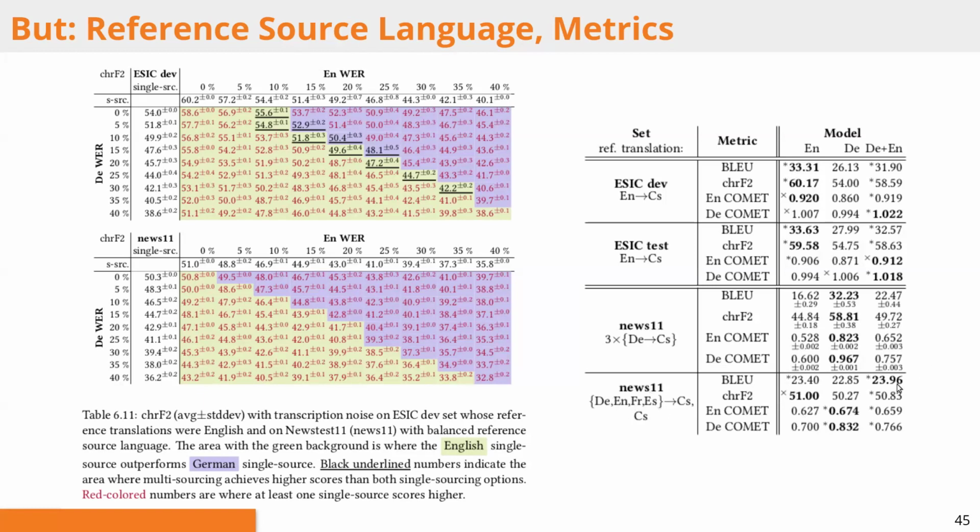So we assume that these aspects of the source language of the reference should be taken into account, and in the end, multi-sourcing can be used to improve the translation.